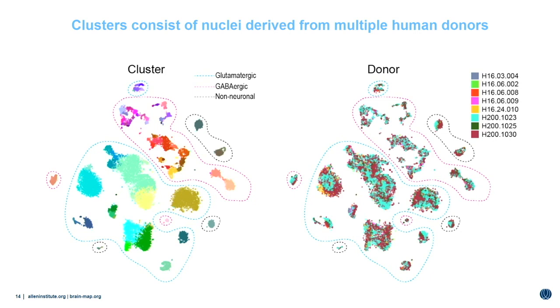And the point that I want to make with this is that the nuclei from different donors are intermixed with one another within each cluster. So each of these clusters is made up of nuclei that come from multiple genetically heterogeneous human donors. So this tells us that these transcriptomic cell types are relatively conserved across genetically distinct individuals.